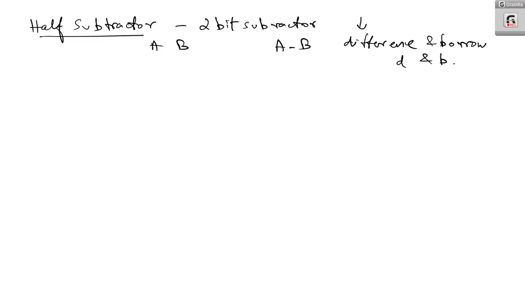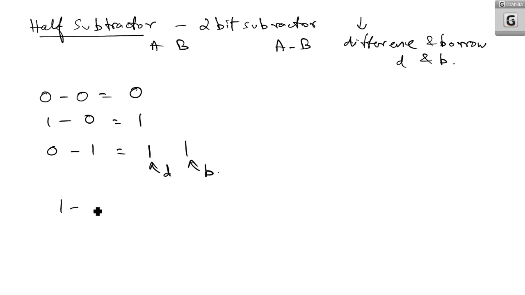Now, if you are dealing with some basic principles of this half subtractor, 0 minus 0 is 0. Then 1 minus 0 is 1. 0 minus 1 is 1 with a borrow 1. So this is the difference and this is the borrow. Then 1 minus 1 is 0. So in all other cases, borrow becomes 0. So that is basically the half subtractor.